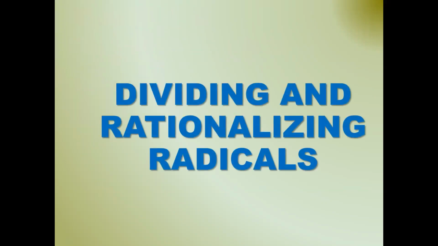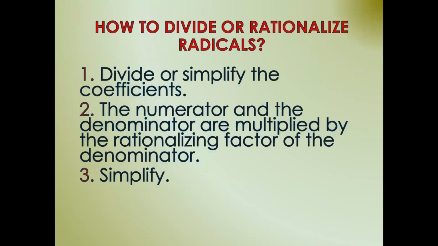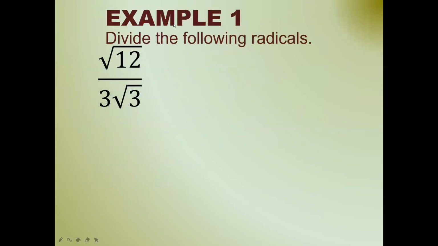Let us move on to dividing and rationalizing radicals. How to divide or rationalize radicals? So first step is divide or simplify the coefficients. Yan, divide or simplify the coefficients kung mayroon tayong given na coefficients. Again, applicable pa rin dito yung simplify natin yung mga radicals kung pwede i-simplify. Number 2 is the numerator and the denominator are multiplied by the rationalizing factor of the denominator. Then simplify natin. Okay, example tayo. Divide is given. Now, of course, we have to divide first or simplify the coefficient. So, ang coefficient natin ay 1 and 3.